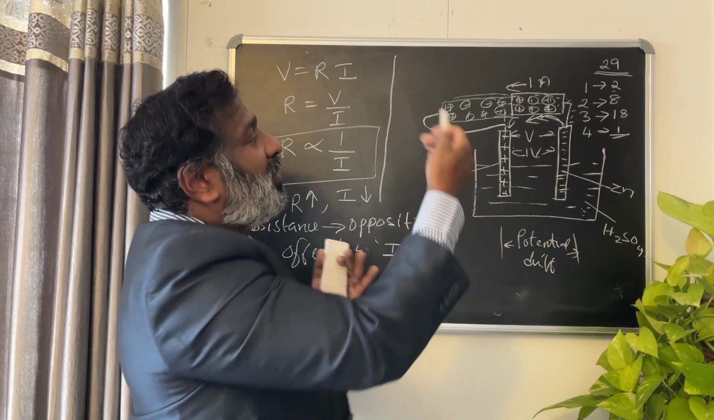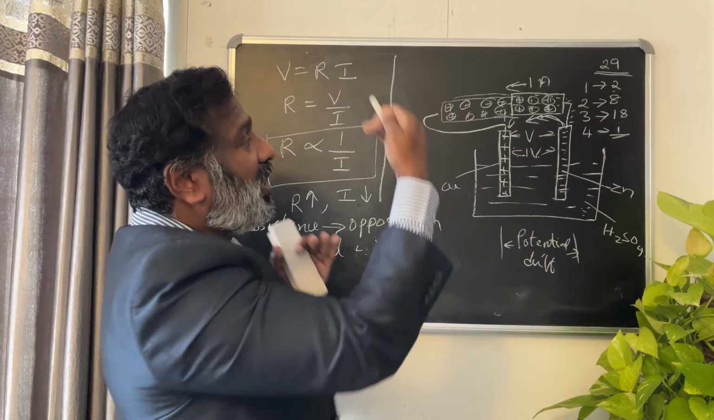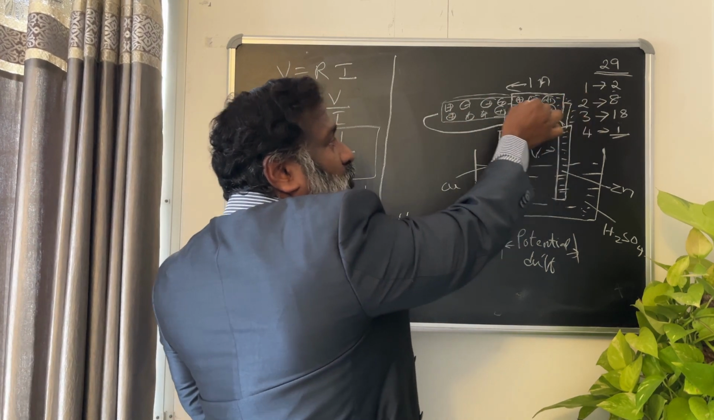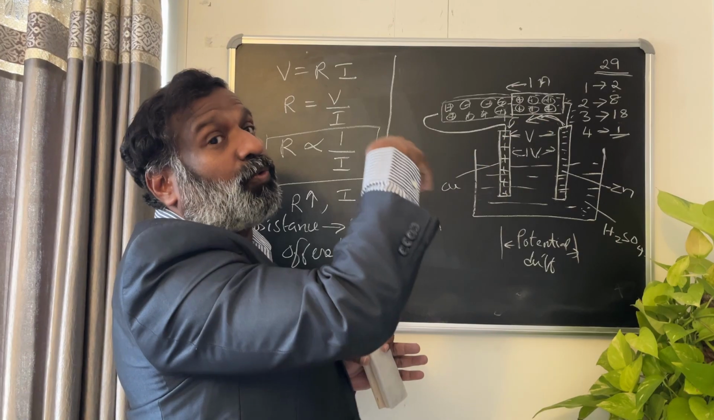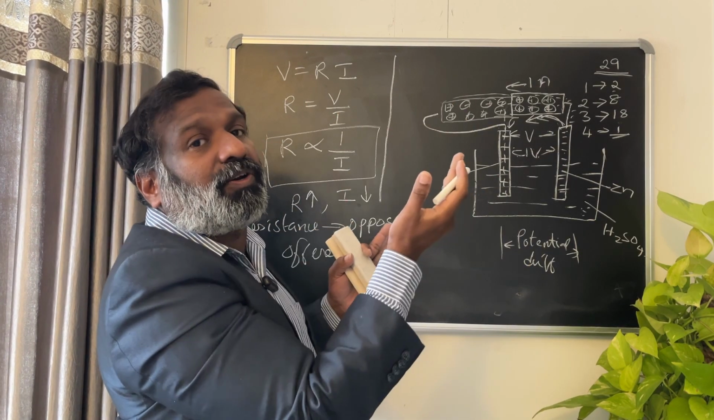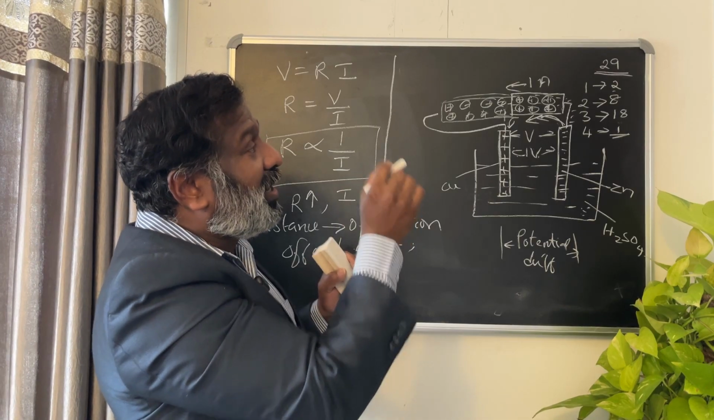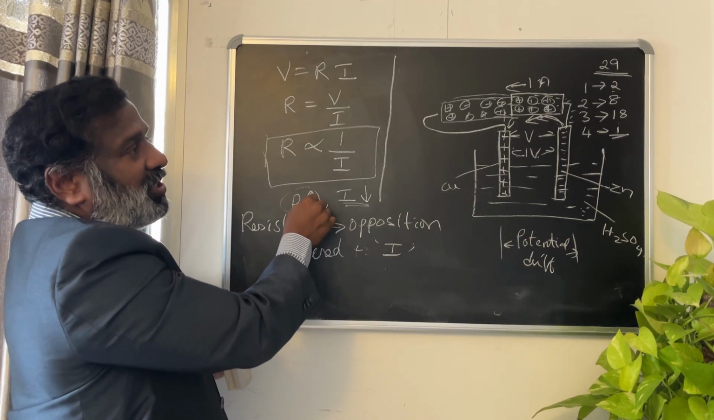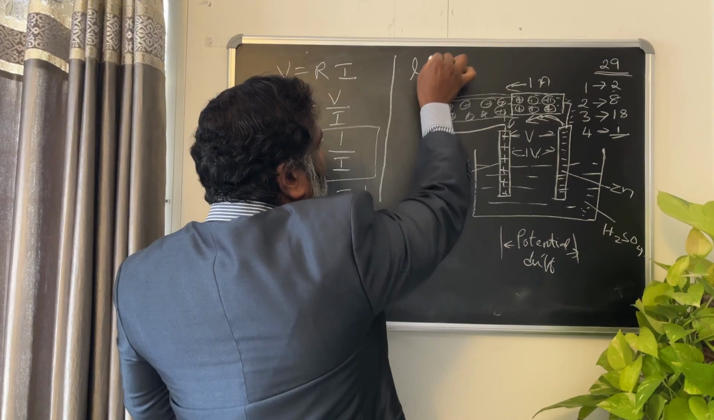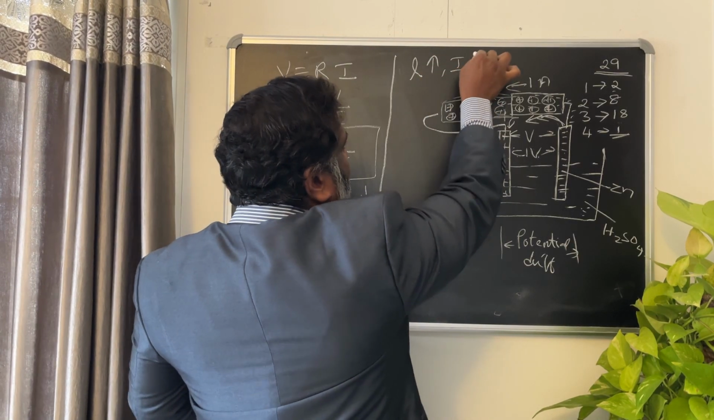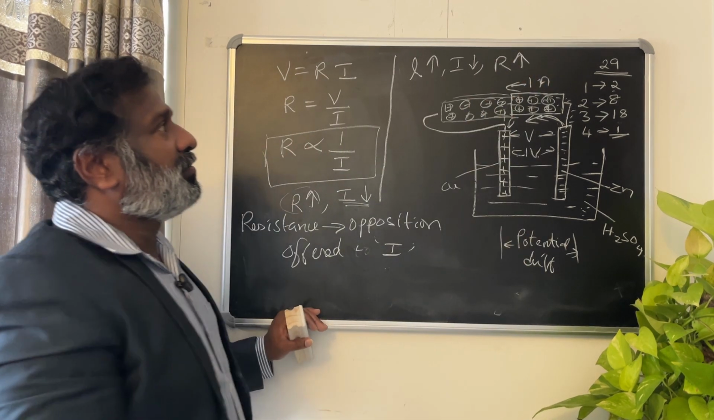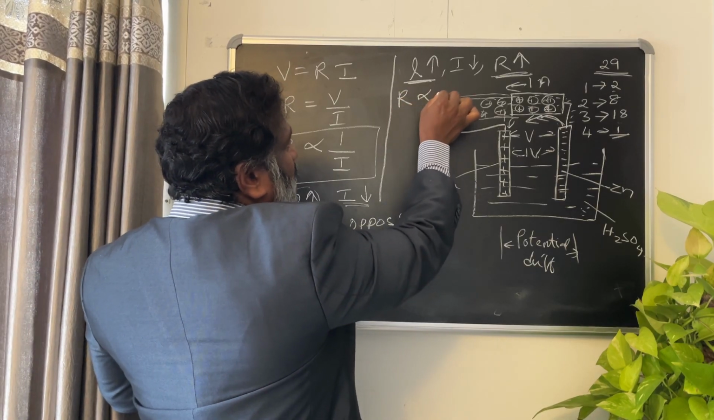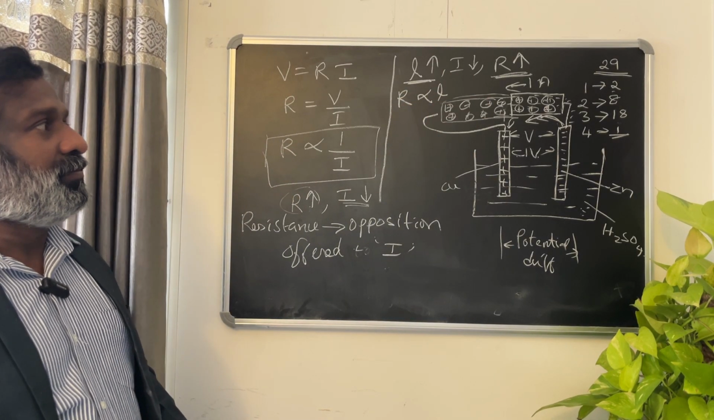That means the current flowing per unit time, or electrons flowing per unit time, will be less. So when the length of the conductor increases, the electrons have to travel a long distance to reach the positive plate. So the number of collisions increases and hence the rate of flow of electrons decreases. That means current decreases. Current decreases means resistance increases. So when length increases, resistance increases. So resistance is directly proportional to length. You got it?